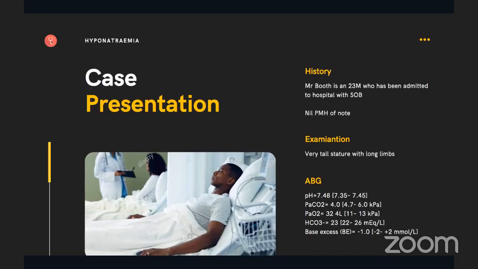Yeah, perfect. I think that's a really good way to remember it, actually. Stretchy limbs, making them more at risk. There's another question, Anna. Does hyperventilation lead to respiratory alkalosis?